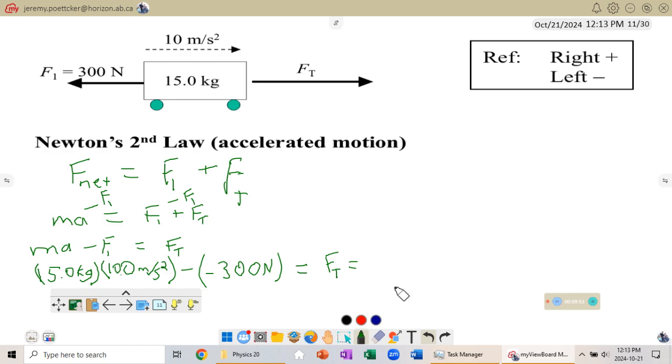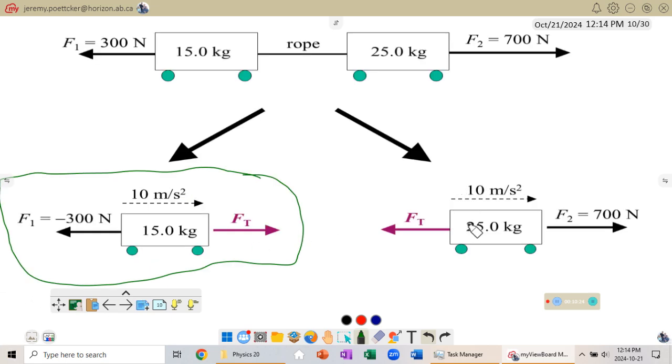We can punch that into the calculator. So that's 15 times 10 minus negative 300, which is going to be 450 newtons of tension. And there we go. Now you could do the same thing, instead of using cart 1, with cart 2 or with F2. We would end up with the same thing, other than the tension force would obviously here be in the opposite direction.